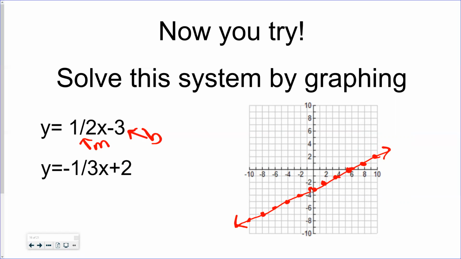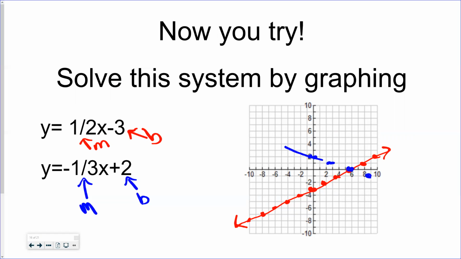And then my other one, I have a y-intercept there, my slope there. So my y-intercept is positive 2. So we're going to go down 1, 1, 2, 3, down 1, 1, 2, 3.